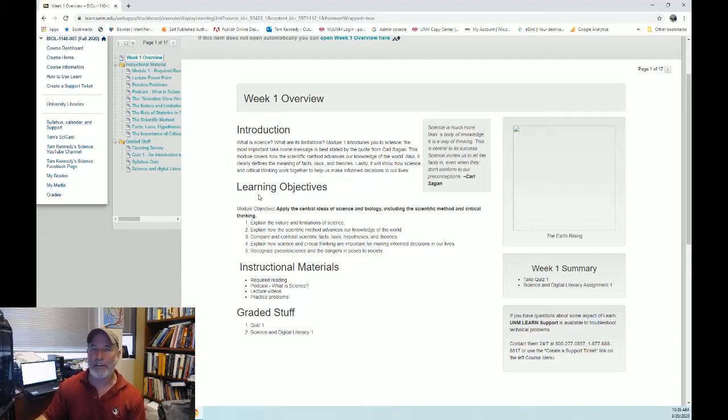I've also got the learning objectives. This is the instructional materials listed. I got reading, a required reading. That's from the textbook. I've got a podcast called What is Science?